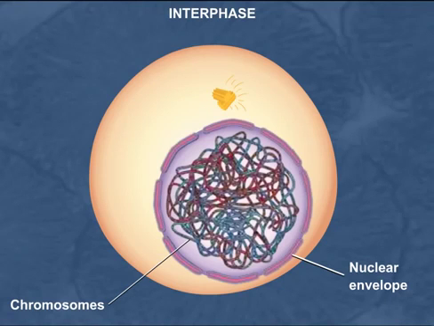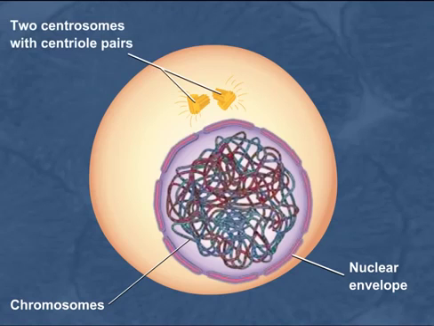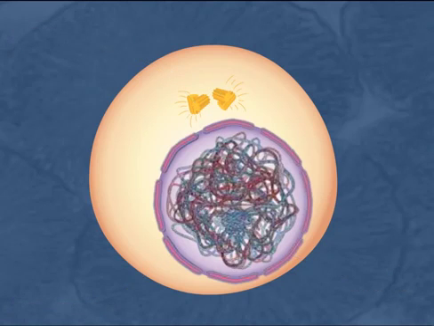In addition to the replicated genetic information, interphase cells that are about to divide also replicate their centrosomes. In animal cells, these centrosomes are formed from centriole pairs. As cells leave interphase and begin prophase, the first stage of mitosis, the chromosomes begin to condense.